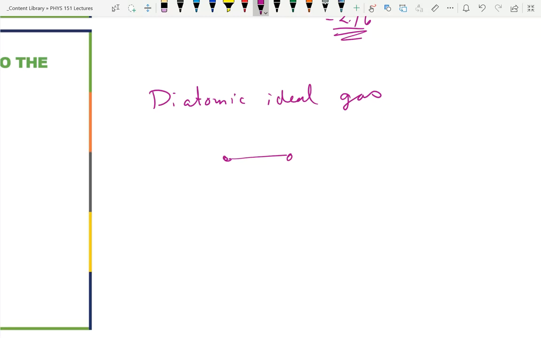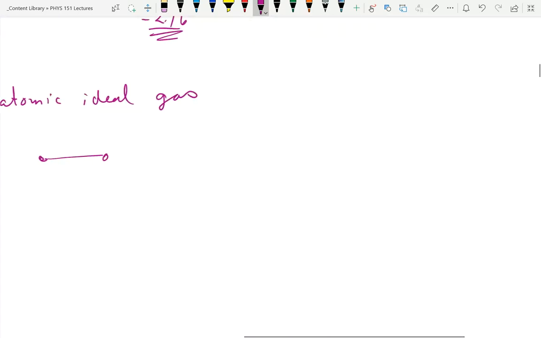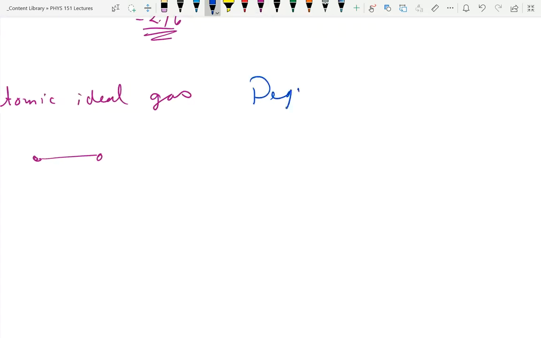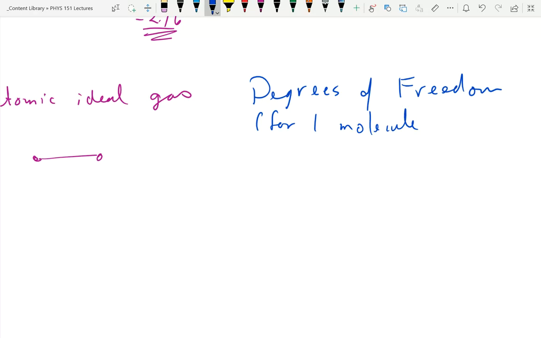So we're going to count degrees of freedom for one molecule if it's diatomic. So kinetic energy translational is 3. Now, I have to tell you, what does degree of freedom mean? It's a way it can have energy. In translational, we have 3, and instantly you should question me.